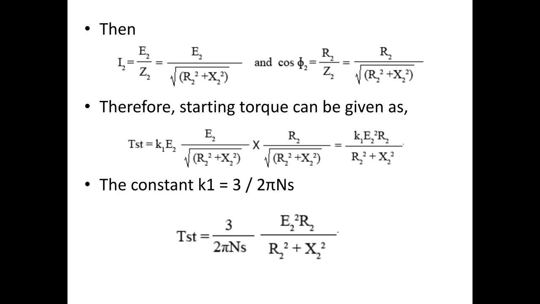So K1 is equal to 3 by 2 pi Ns. 3 by 2 pi Ns is nothing but the angular velocity. Ns is my synchronous speed. So I repeat, K1 is 3 by 2 pi Ns. It is nothing but the angular velocity of each particular phase, since three phases are present in this particular stator.